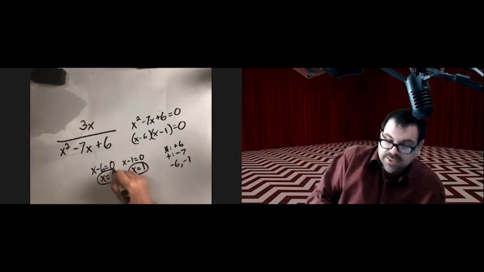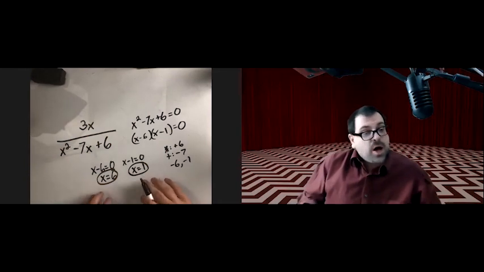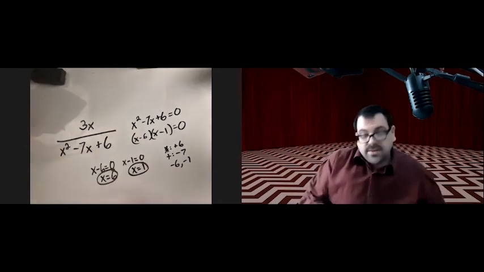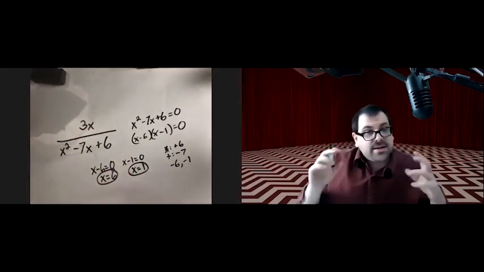Positive 6 and positive 1 are the restricted values. Positive 6 and positive 1 are the numbers that if we plug them in for x, they will give us 0 on the bottom, which makes it undefined.